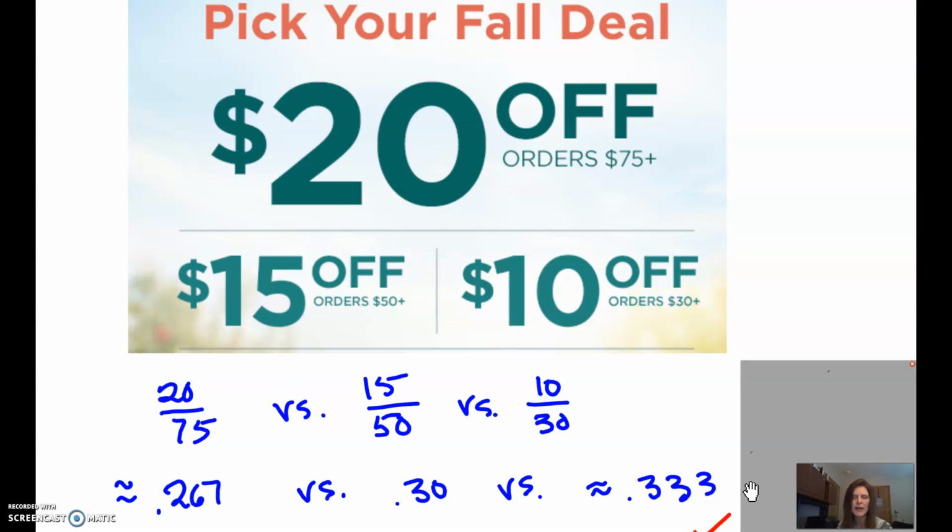Just wanted to give you a practical application of where you can use percentage. Let me know if you guys have any questions.